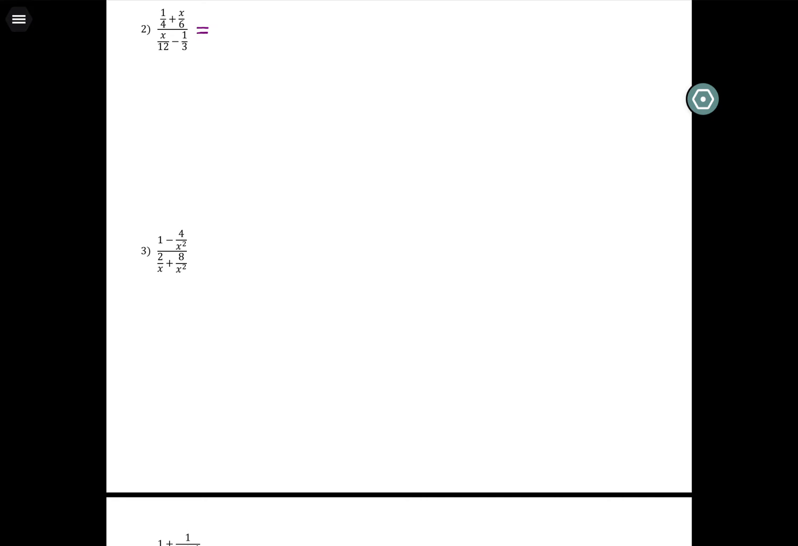So in the top, 4 and 6, that's going to have an LCD of 12. So we're going to multiply top and bottom by 3 and top and bottom by 2. So we're going to get 3/12 plus 2x over 12. And then in the bottom, LCD is also 12. So the first fraction is fine. The second one needs to get multiplied by 4 over 4. x over 12 minus 4 over 12.